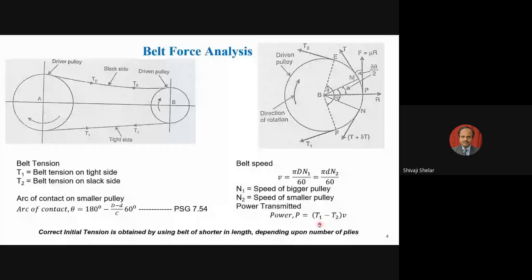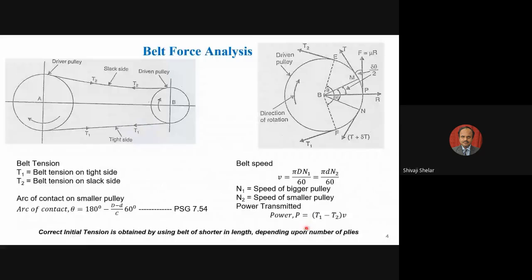Again, there is a relation between T1 and T2, the tension on the tight side and the tension on the slack side. So T1 by T2 is equal to e raised to mu theta, where mu is the coefficient of friction between the belt material and the pulley surface, and theta is the angle of contact on the smaller pulley. That is the smallest angle. Don't take the angle of contact on the bigger pulley, then your calculation for power transmission will be wrong, because you will express T1 in terms of T2 and do this calculation.